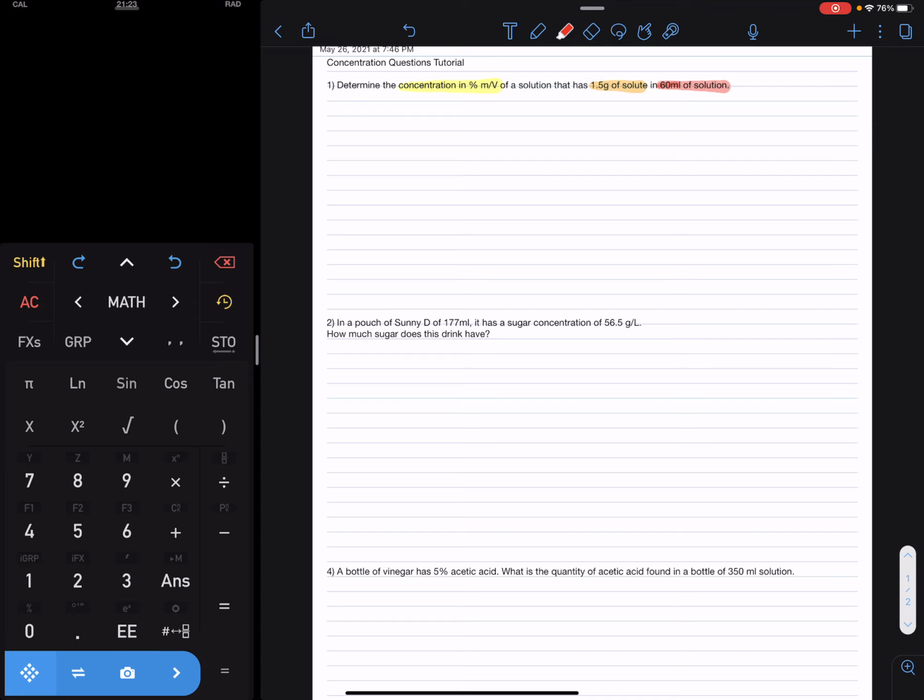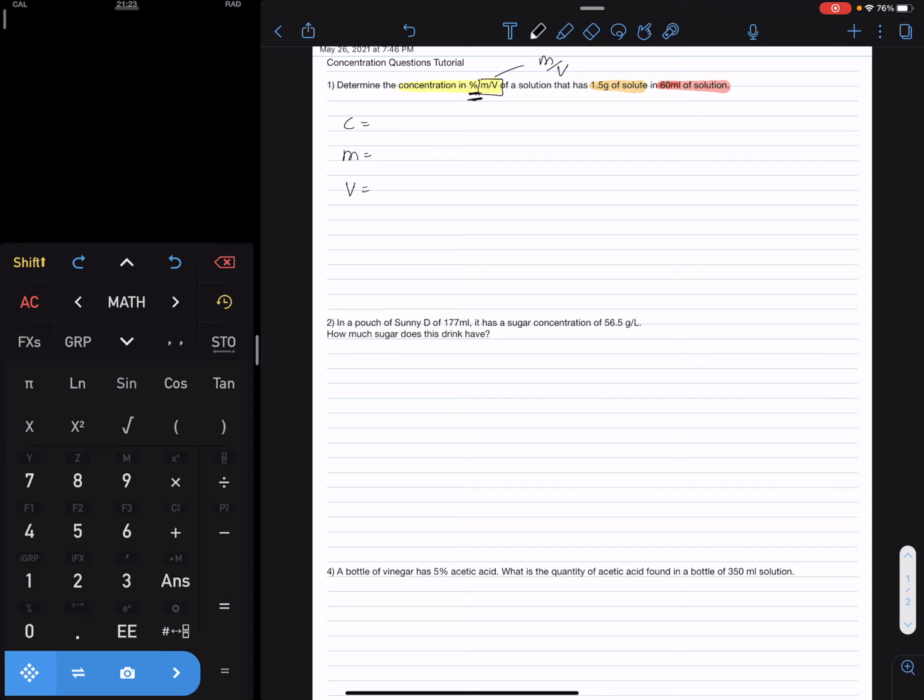Another common mistake that I saw on many exams, on many of these quizzes, was students just blindly solved for C. Now, yes, this is a concentration question, but please look at what they're asking. They're asking for the units in percent, and they're telling you how to calculate that percent: M over V. Now, not all teachers will be generous and give this clue.